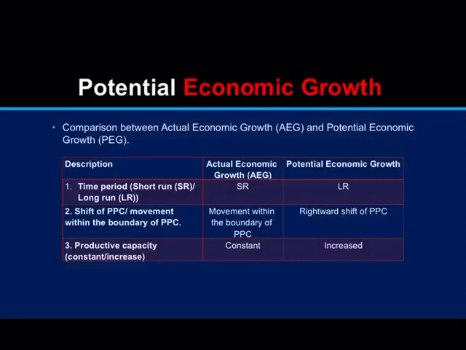Okay, or we can say actual economic growth will happen in the short run, whereas the potential economic growth will happen in the long run. Simple as that. Secondly, actual economic growth involves movement within the boundary of the PPC. It means it will happen within the maximum production level of a country. It will never go beyond the boundary. It's always within the boundary of the PPC, whereas the potential economic growth is always going beyond the PPC, a rightward or outward shift of the PPC.